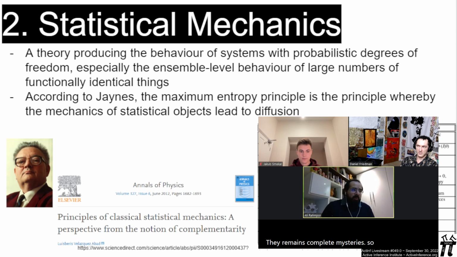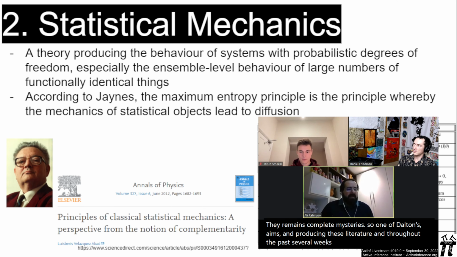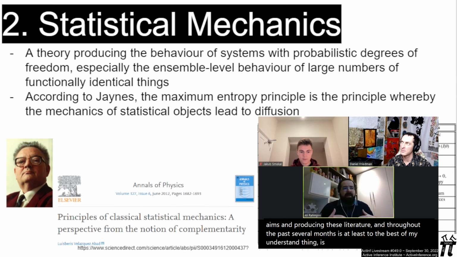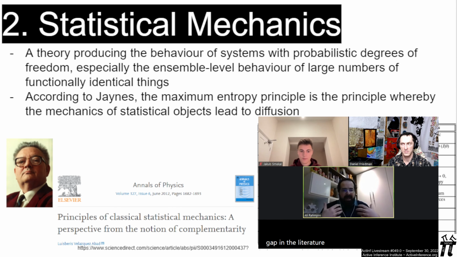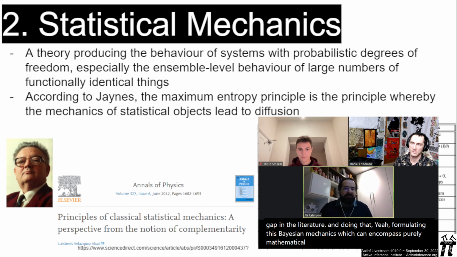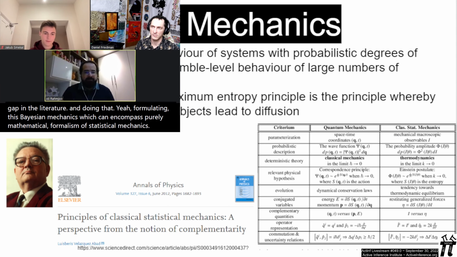So one of Dalton's aims in producing this literature throughout the past several months is, at least to the best of my understanding, to somehow cover up this yawning gap in the literature, and doing that via formulating this Bayesian mechanics, which can encompass the purely mathematical formalism of statistical mechanics as well.